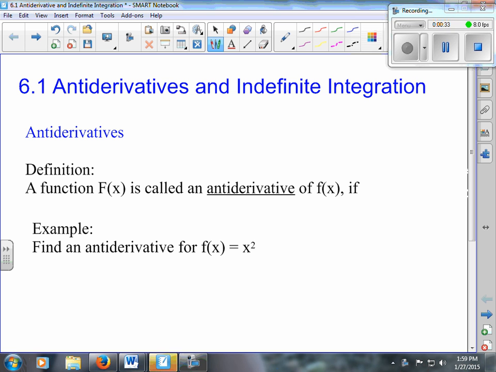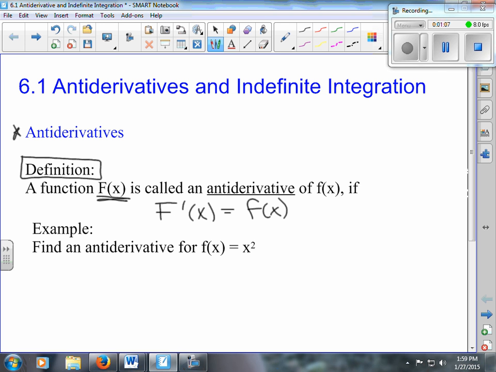So the topic we start with is something called an antiderivative, and right here we have the definition. So what is an antiderivative? Well, the antiderivative of a function would be the original function if you're looking at what the derivative of something is. So capital F of x is an antiderivative if when you take the derivative of it, you get the function in question that you're looking at.